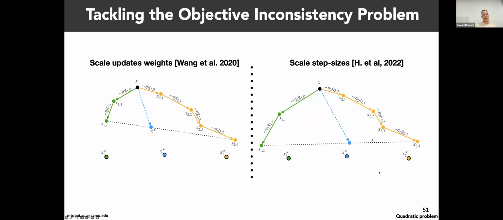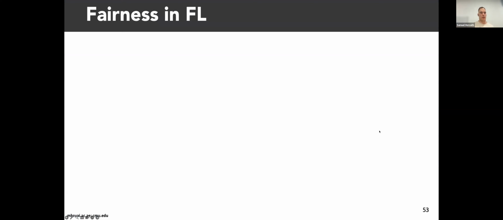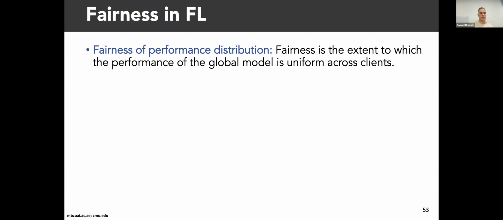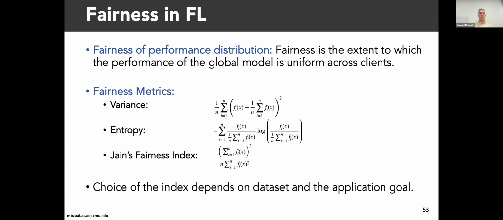All right, so this was about tackling heterogeneity. Also, Hongi will talk more about that in the last part of the tutorial. So next, what I want to cover briefly is the fairness issue. By fairness in federated learning, we mean fairness when it comes to the performance distribution. Fairness is the extent to which the performance of the global model is uniform across the clients. Different metrics that you might employ are variance, entropy, or a joint fairness index, which are maximized if each client performs the same. The choice of index would depend on the data set and your application goal.